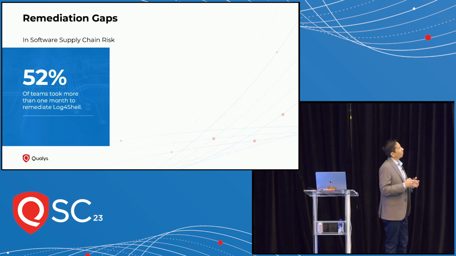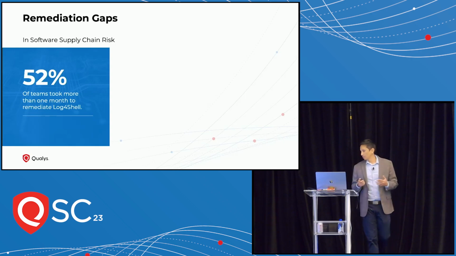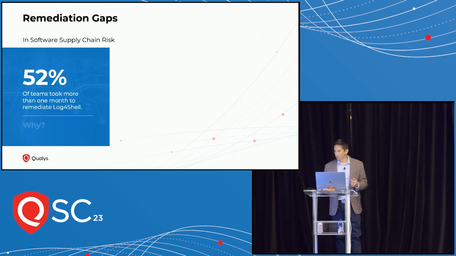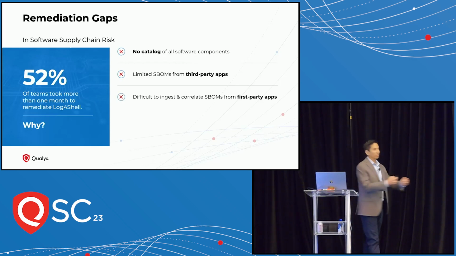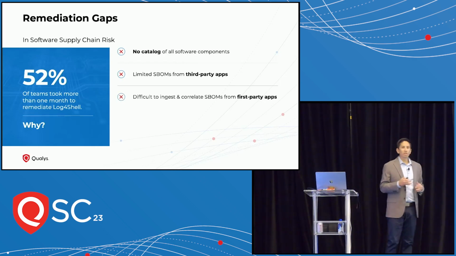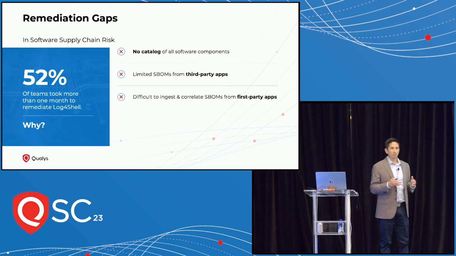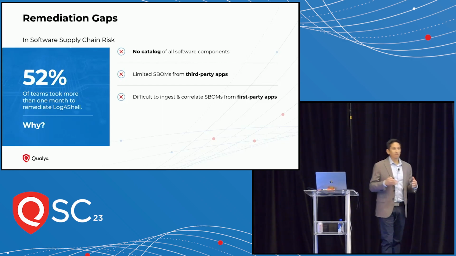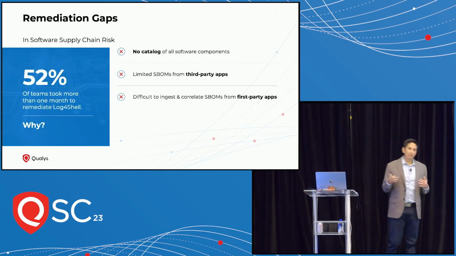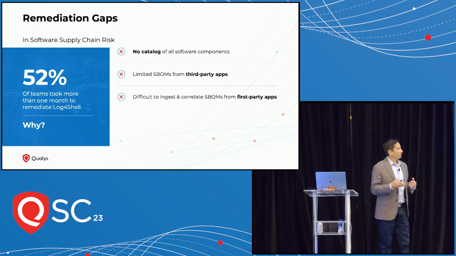So what are some of the remediation gaps that we are seeing when addressing open source software? Why is it taking so long? So first of all, there's no single catalog of all these software components readily available for teams to go ahead and look up all these components across their environment. And if we define SBOM, what is an SBOM? It's a list of ingredients, an inventory of the components that are embedded in the software applications, right?